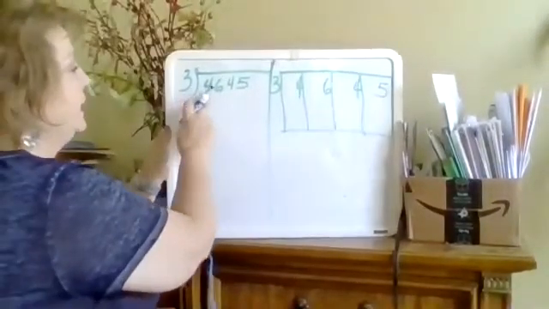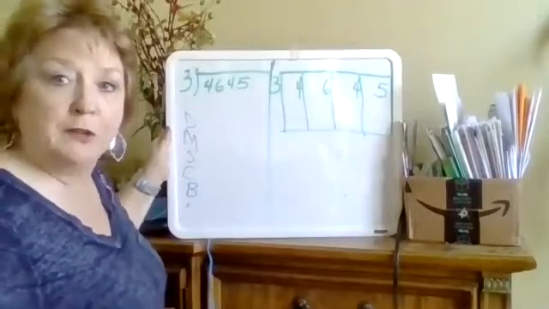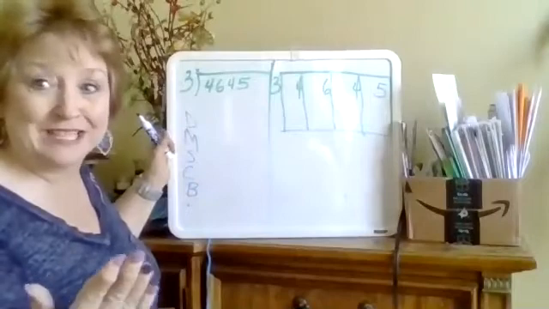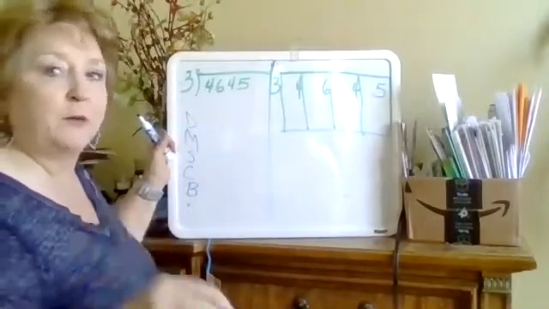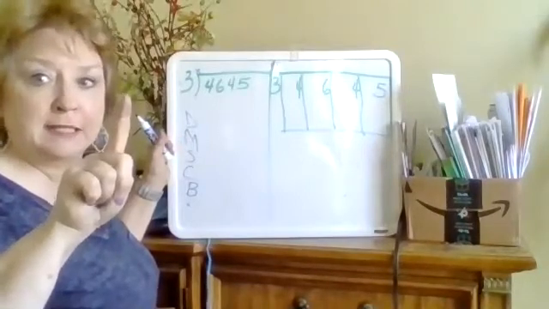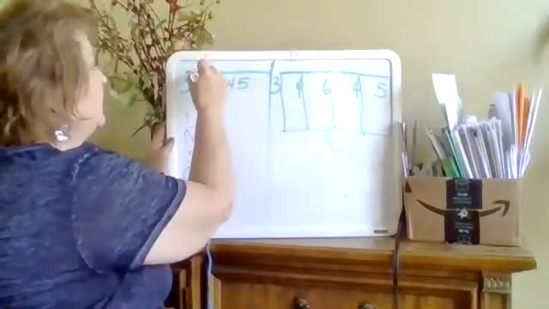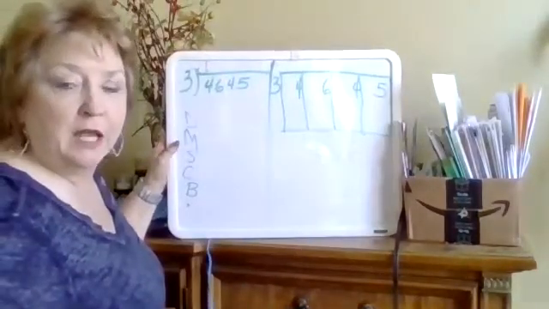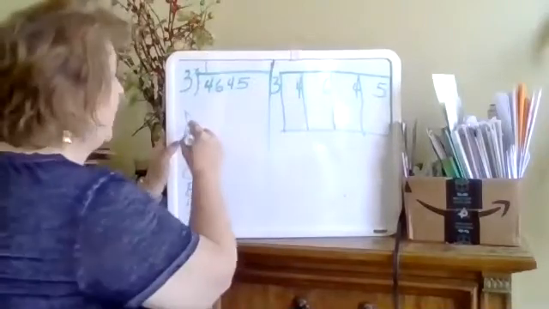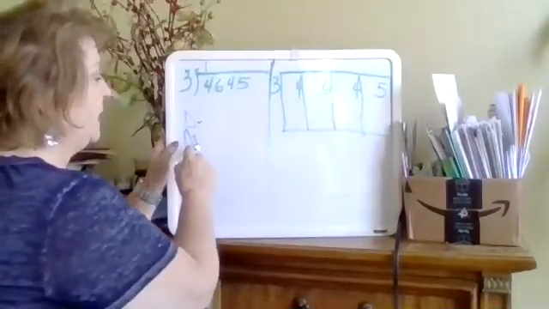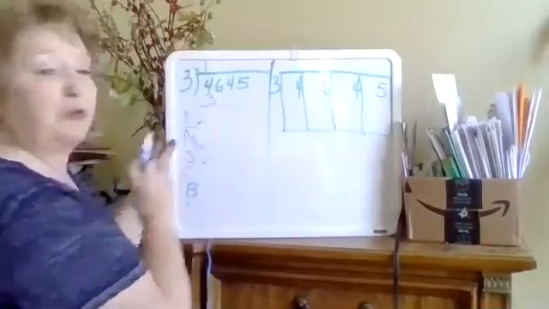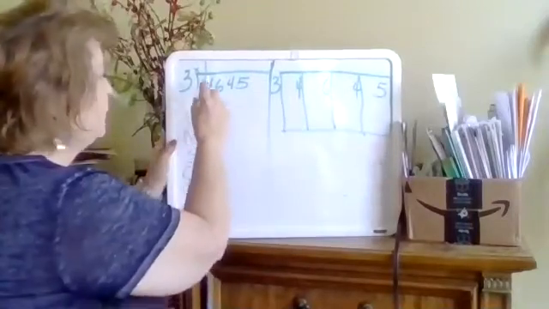Okay, so 3. Can 3 go into 4? Well, that's a good question, because we're going to need to know our multiplication facts in order to do division. So this is 4, what we're dividing into. Could I take 3 away? Yes, I can do that. I can take 1, and 3 times 1 is 3. So I've divided and I multiplied. Now I'm going to subtract. 4 minus 3 is 1.